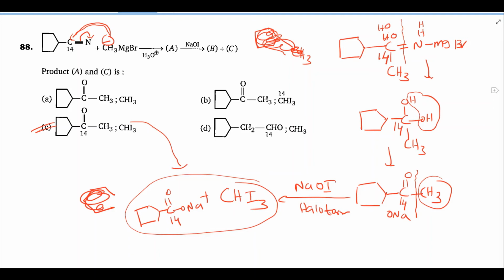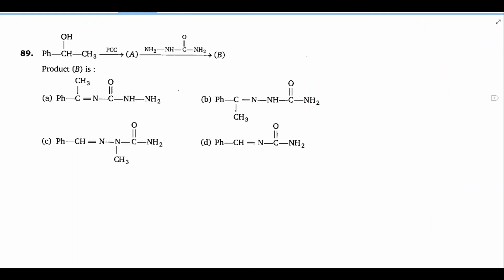Now coming to question number 89. Okay, very simple question. So in this simple question, what is that, pH? This is very simple, a secondary alcohol. Okay, PCC is mild oxidation, you are going to get a ketone. So pH, C double bond O, CH3. So this is treated with semicarbazine. You are going to get semicarbazone.